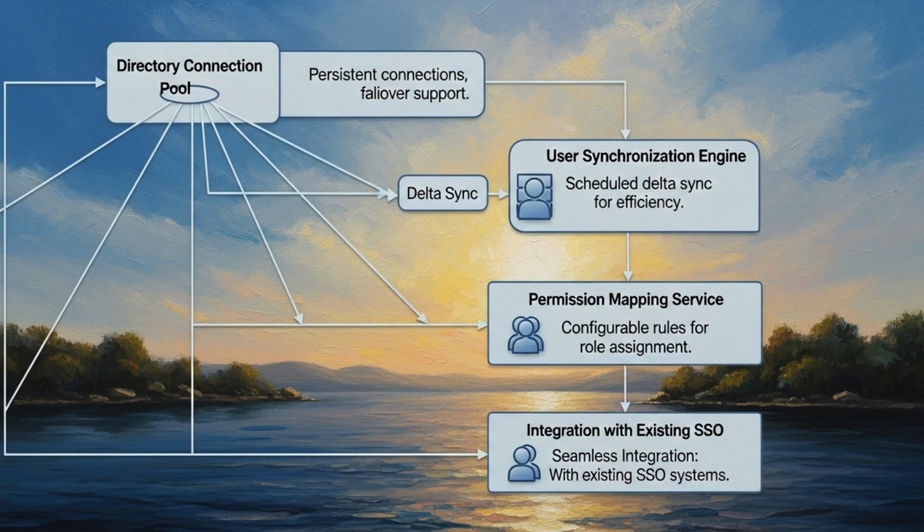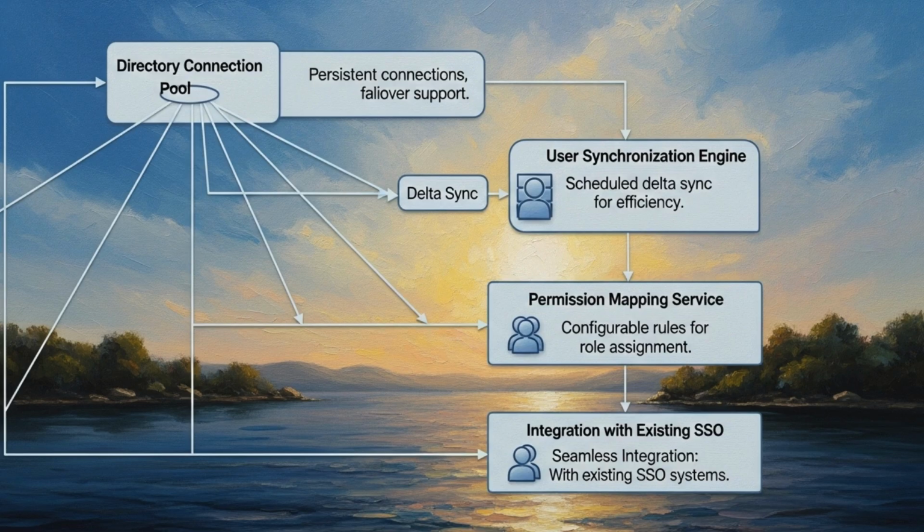Moving from architecture to implementation, let's look at the technical strategies that make this system robust. A directory connection pool is essential. It maintains persistent connections to multiple LDAP or Active Directory servers, complete with failover support. This prevents bottlenecks during peak usage and ensures high availability. Next, the user synchronization engine is key. It runs scheduled jobs to sync user profiles and group memberships. Crucially, it employs delta sync, meaning it only processes changed users, keeping the system responsive and accurate without full resyncs.